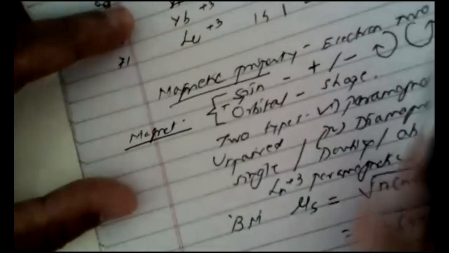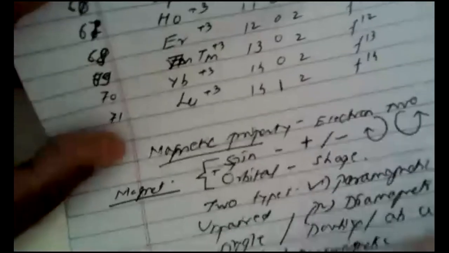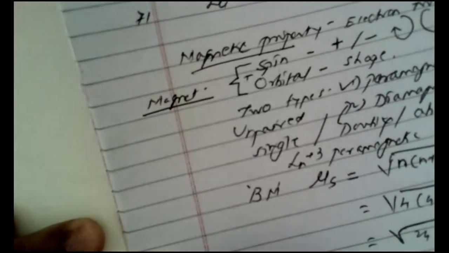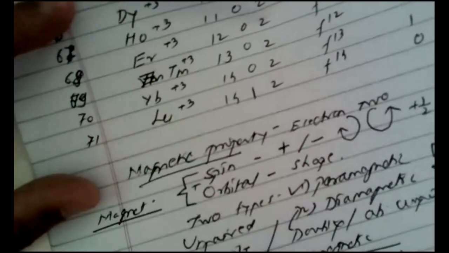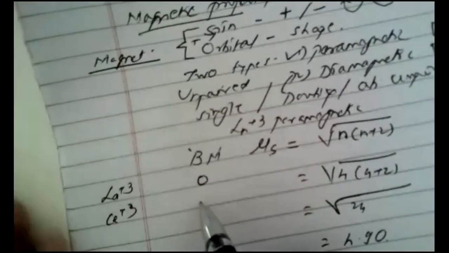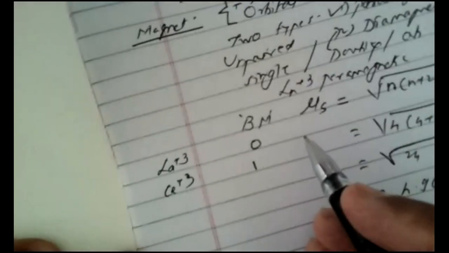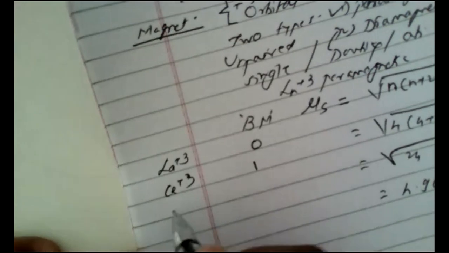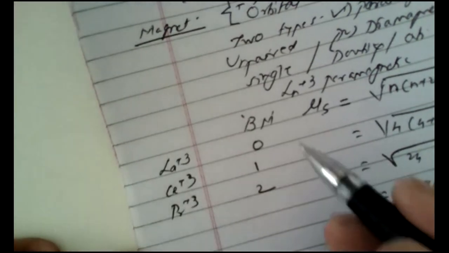Now, how can we show these magnetic moments in some other form? Just take a look at this. For example, see this. La plus 3: total number of unpaired electrons is 0. Then Ce plus 3, unpaired electron 1, so we have to write 1 here. I am giving a shortcut method to remember all these elements. Then praseodymium plus 3, 2 unpaired electrons are there, as we have seen from the tabular form.